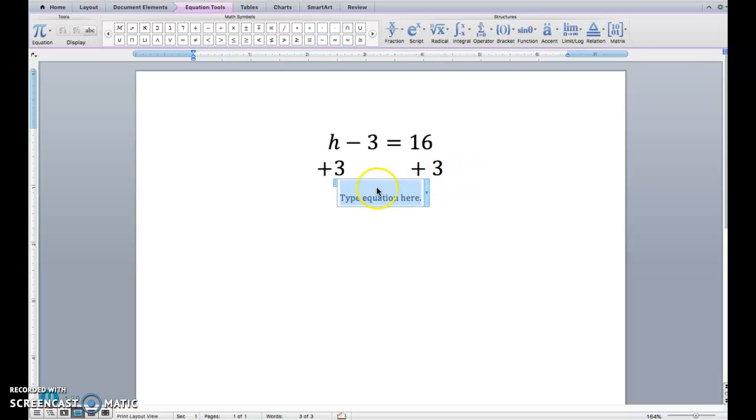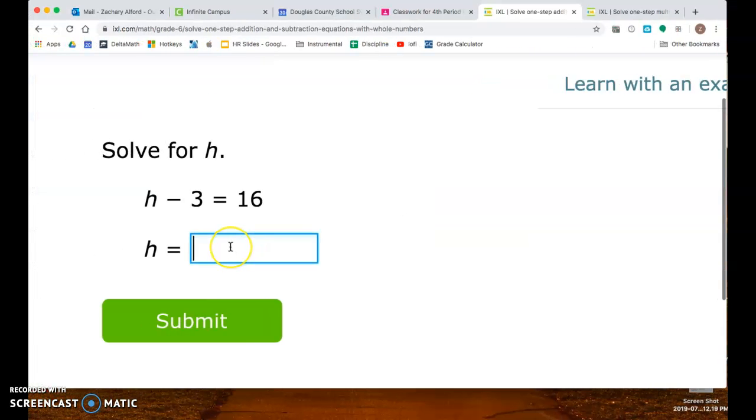Well, we said adding 3 undoes subtracting by 3. So, subtracting by 3 and adding by 3, they cancel each other out. They go away, and all I have is h on the left side of my equation. Then I bring down my equal sign. Okay, now I have 16 plus 3, that's 19. So my answer is h equals 19. Let's go see if that's right.